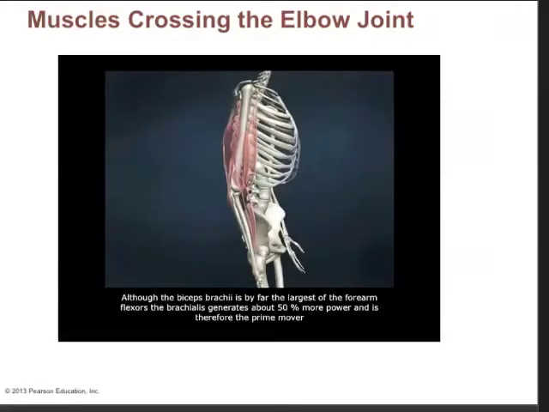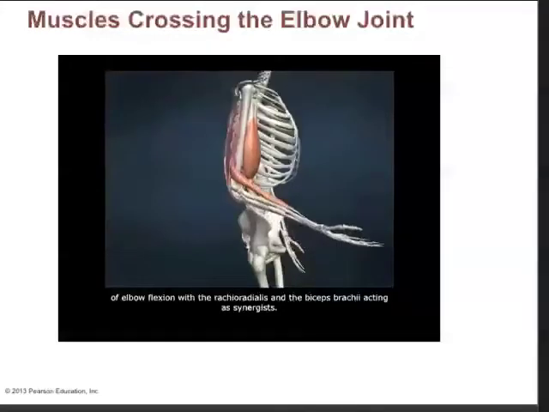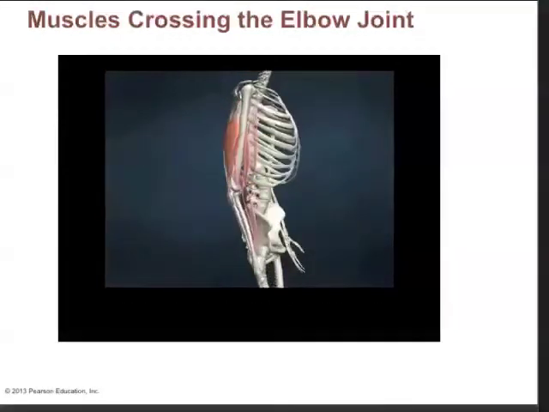Although the biceps brachii is by far the largest of the forearm flexors, the brachialis generates about 50% more power and is therefore the prime mover of elbow flexion, with the brachioradialis and the biceps brachii acting as synergists. The prime mover of elbow extension is the triceps brachii muscle.